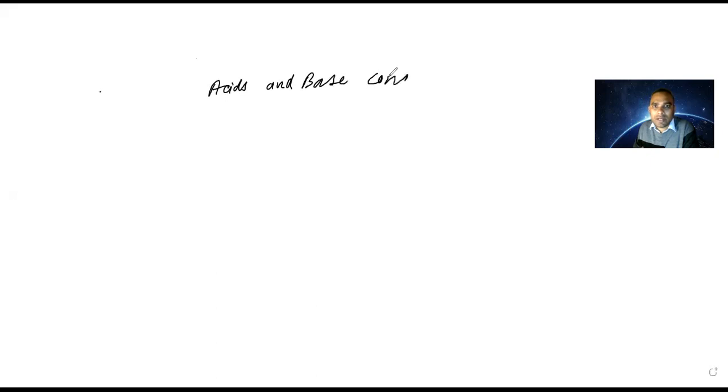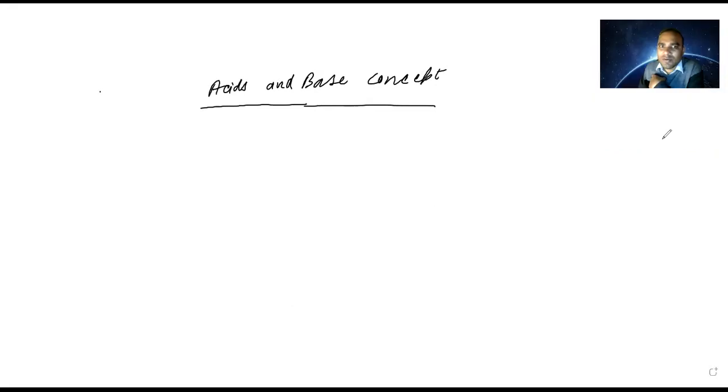In the lower classes, how do we define acids and bases? Acids are sour to taste and bases are bitter to taste. This was the definition in the earlier classes, on the basis of physical taste. In higher classes the definition of acids and bases is very different, and even for salt it is different.